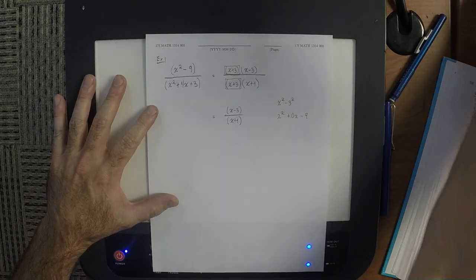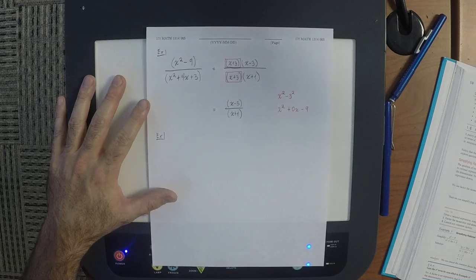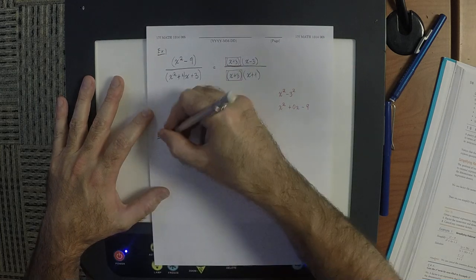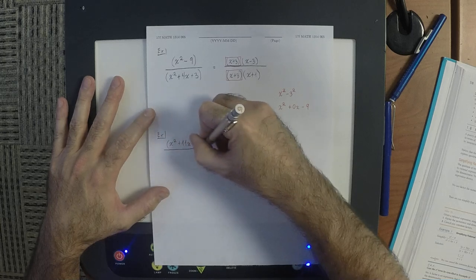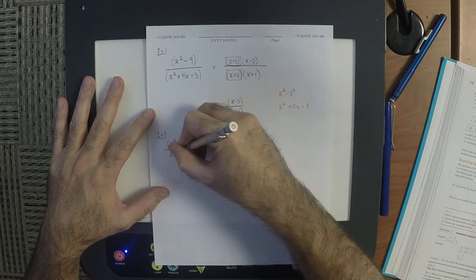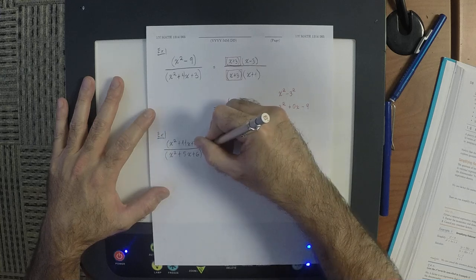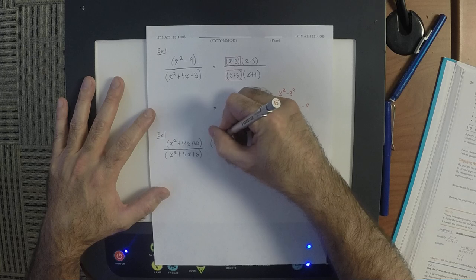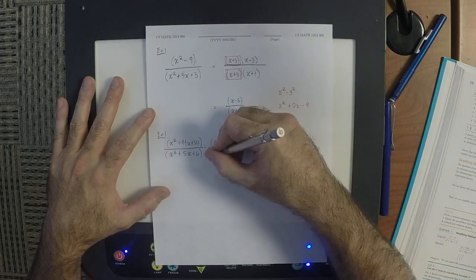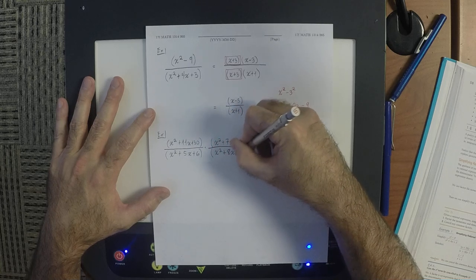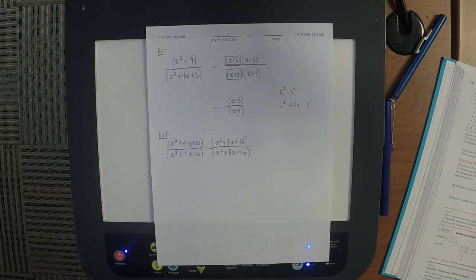Okay. So here's a super fun one. X squared plus 11x plus 30 over x squared plus 5x plus 6, and then multiplied by x squared plus 7x plus 12 over x squared plus 8x plus 16. Okay, so this exercise is really just like the previous ones, except more so, right? So now instead of having to factor two quadratics, now you've got to factor four of them.